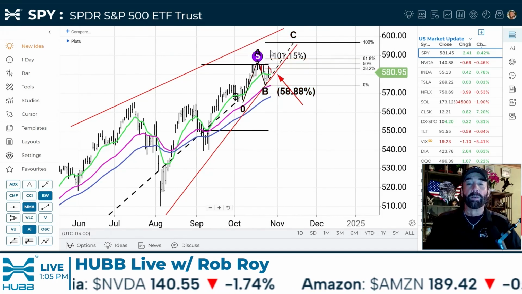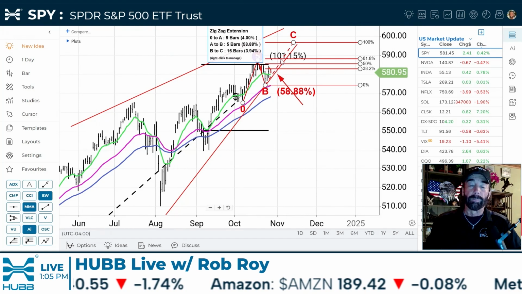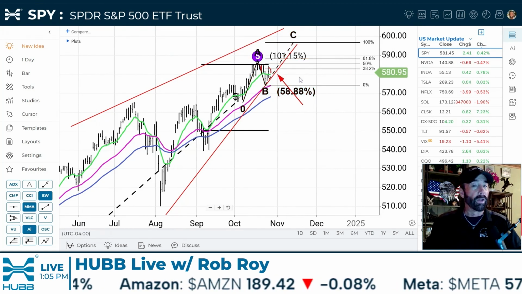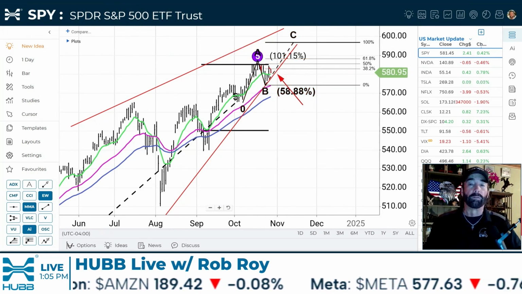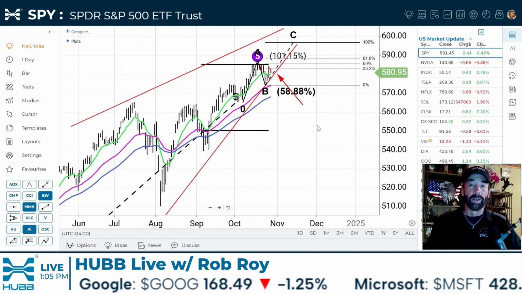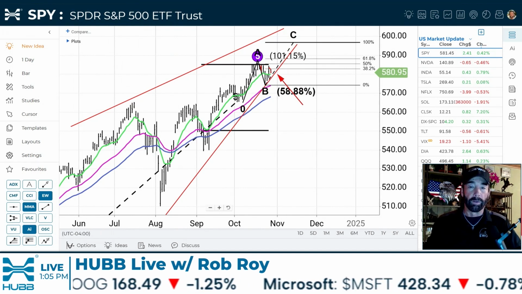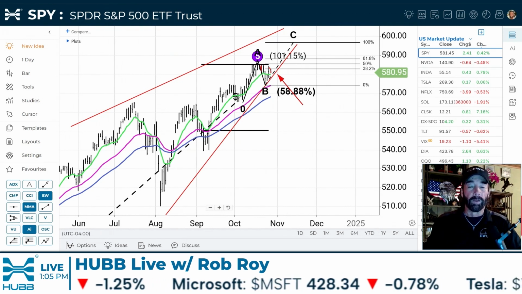And the last wave of zigzag pattern, when you have an ending diagonal, not always, but oftentimes will be a bit of a vertical pop to the upside, almost like a blow off top type scenario, if you're familiar with that pattern.